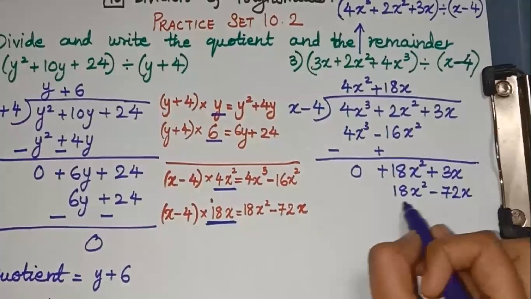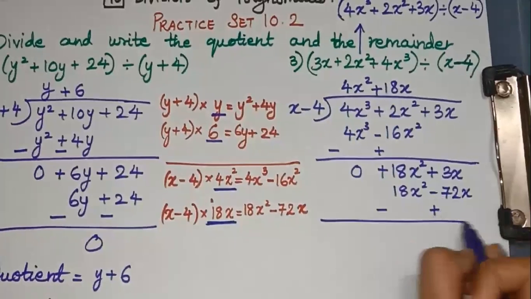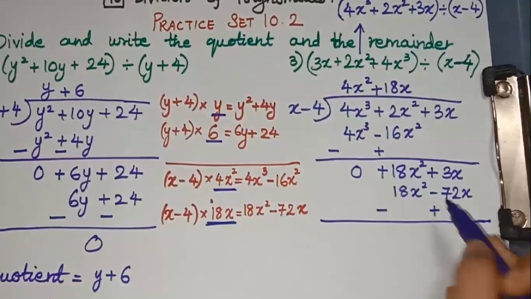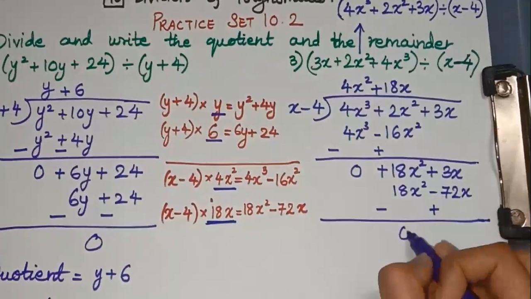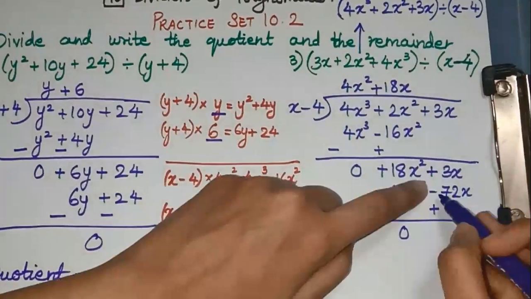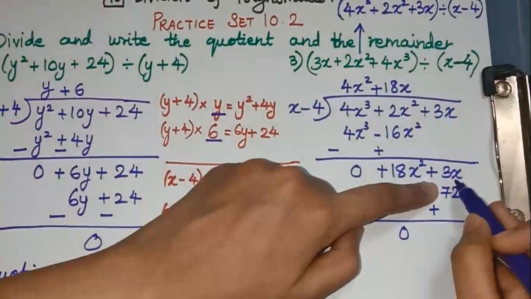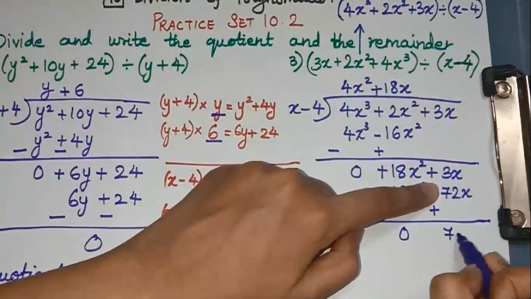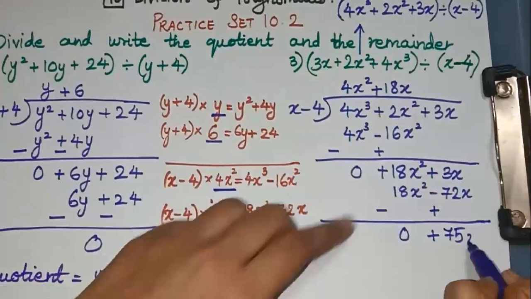I will subtract them, and this minus changes to plus, and now I will solve them. So plus minus is minus, 18x square minus 18x square will give me 0. This minus sign changed to plus sign, so I am not concentrating on that. So 72 plus 3 will give me 75. Okay, plus sign I am writing, and x as it is.